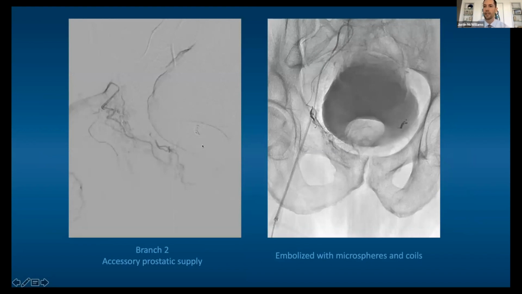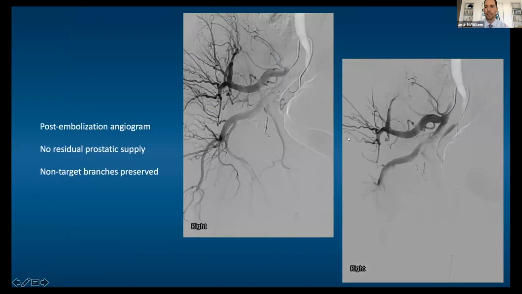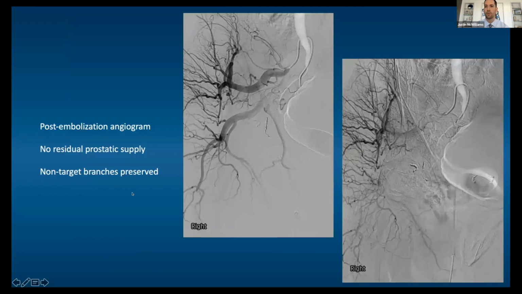And that's often the case that you'll have a capsular supply. So we try to take that out, even though it isn't contributing a lot, but more because we expect it might increase recurrence rates if we don't treat it. So we try to take care of that while we're at it. Post-embolization angiogram looks good. Non-target branches were preserved.